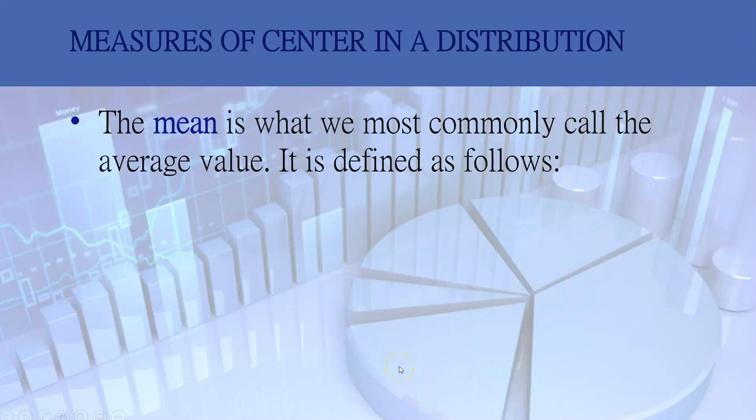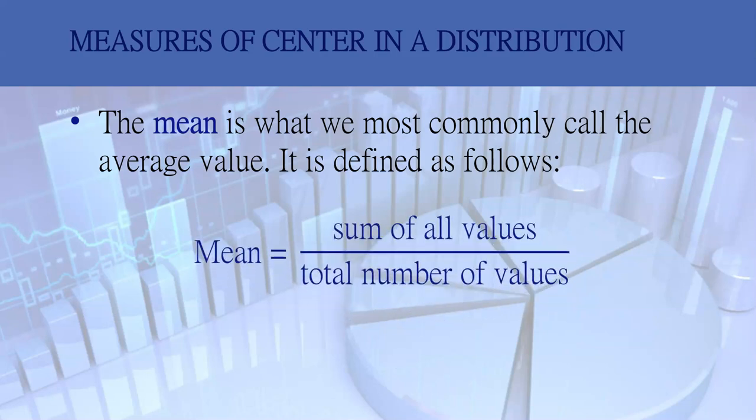So measuring the center in a distribution, there's a couple different ways we do it. One of them is to find the mean. Usually when people think of average, that's what they think of. They think of the mean. To calculate it, you add up all the values that you have and you divide by the total number of values in the list.